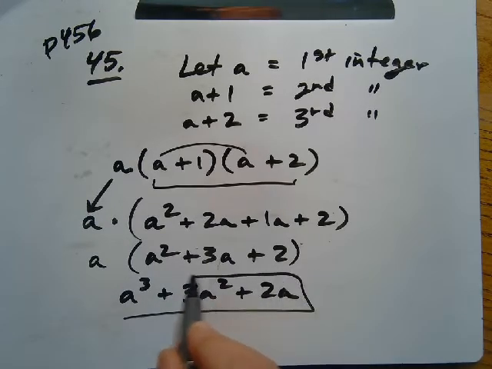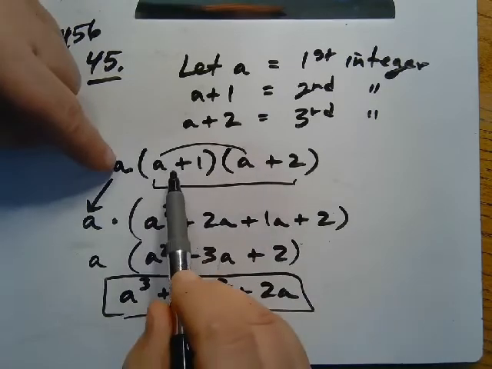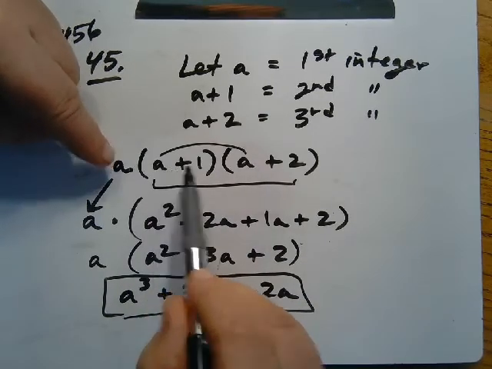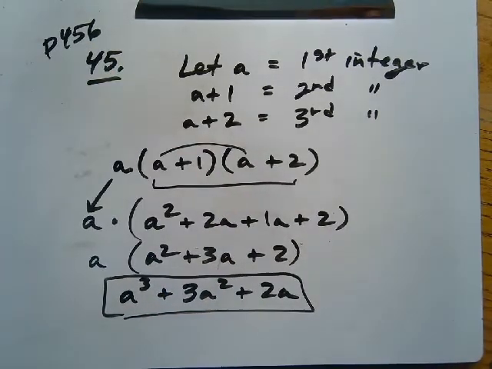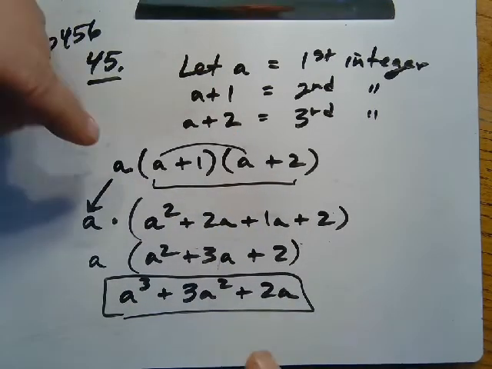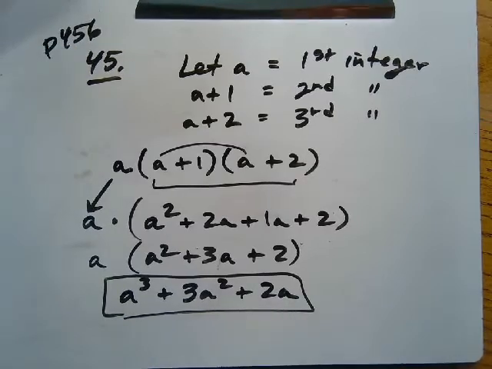Now, I want you to notice that there's our answer, but we could have actually multiplied any two of these together and then multiplied the third one. So don't multiply it in times both of them. Don't distribute it into both of them. You want to multiply two of them together and then multiply the third one.